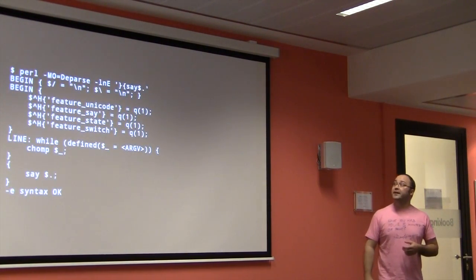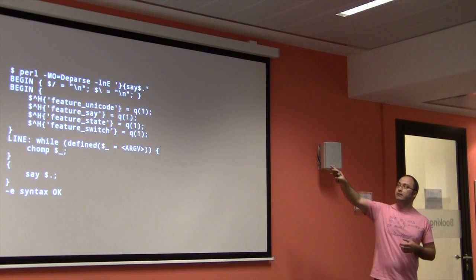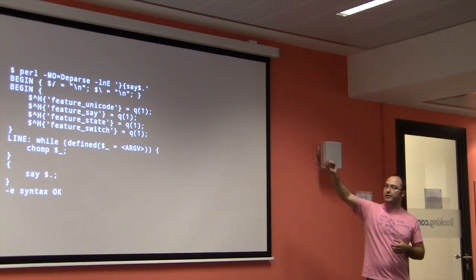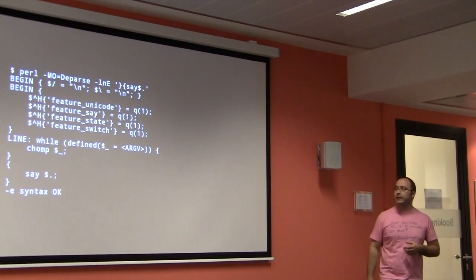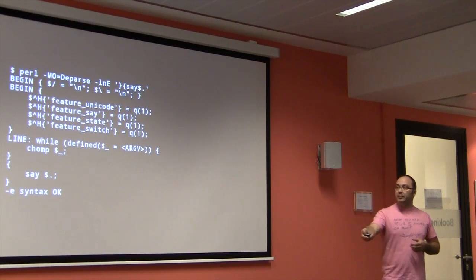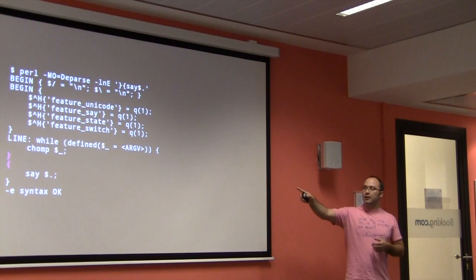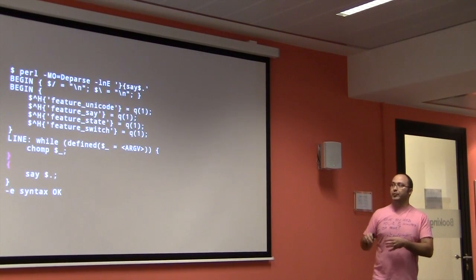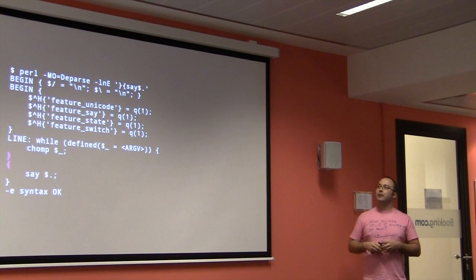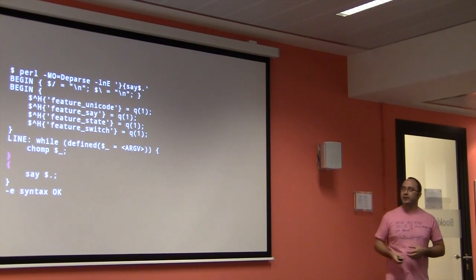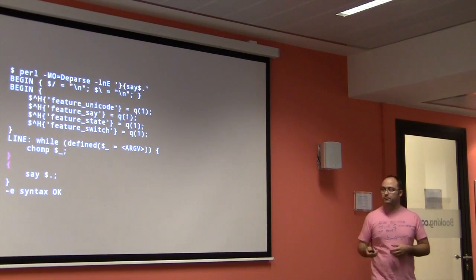Right. So if you feed this to deparse, because I'm using the capital E, it prints lots of things with the caret H. But the interesting bit is there. So this is where the Eskimo greeting is inserted by Perl when processing the N and P options.